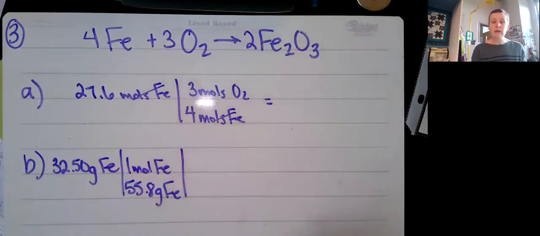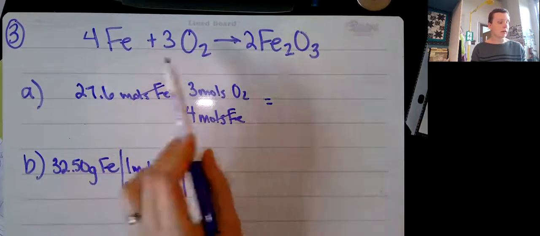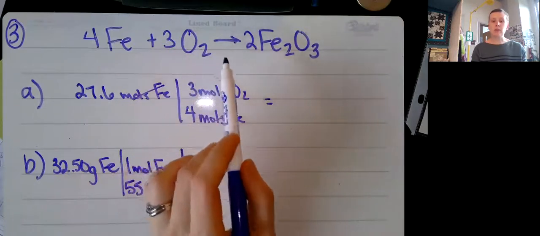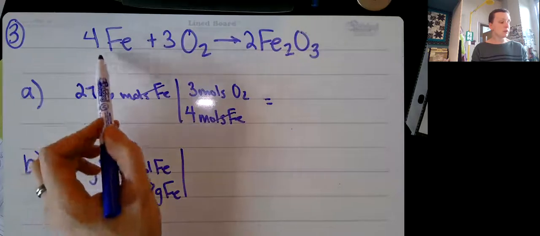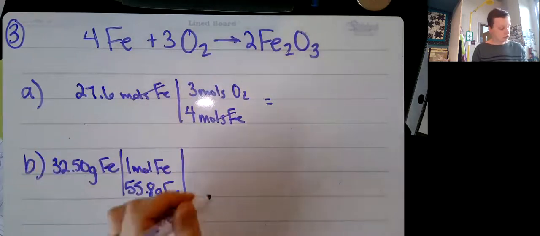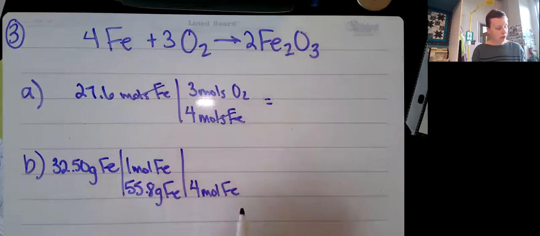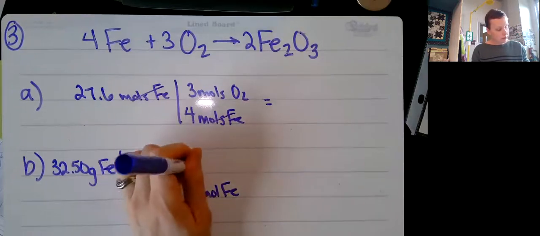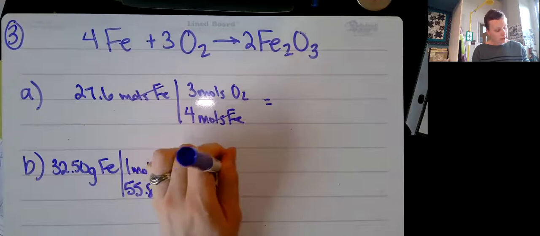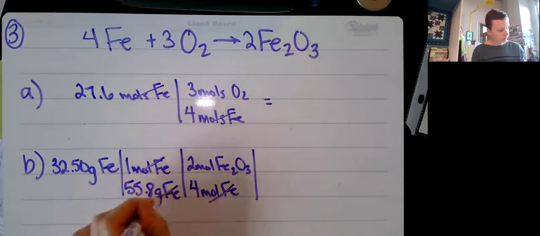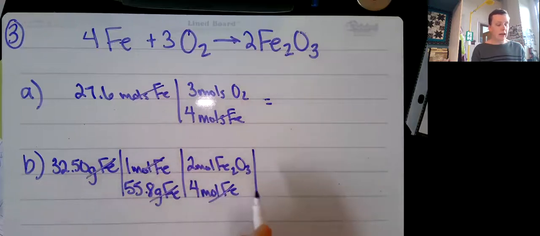The mole ratio in this problem is iron compared to iron oxide. We don't really care too much about the oxygen in this problem because it's not part of it. So 4 moles of iron for every 2 moles of rust. I'm putting iron on the bottom again because I'm trying to cancel iron. So 2 moles of Fe2O3 goes on the top. Our last step is molar mass to get 2 grams of Fe2O3.